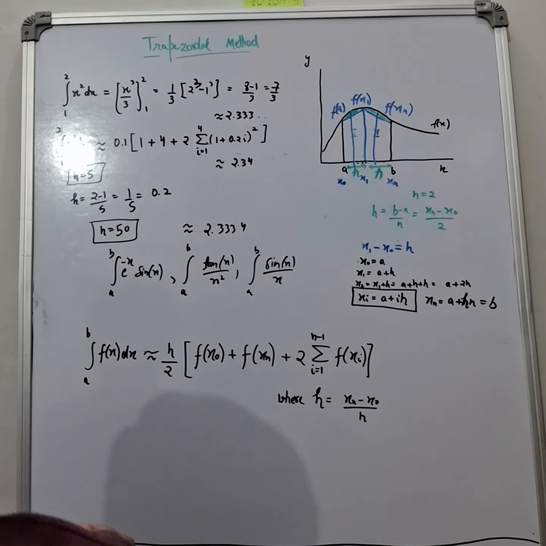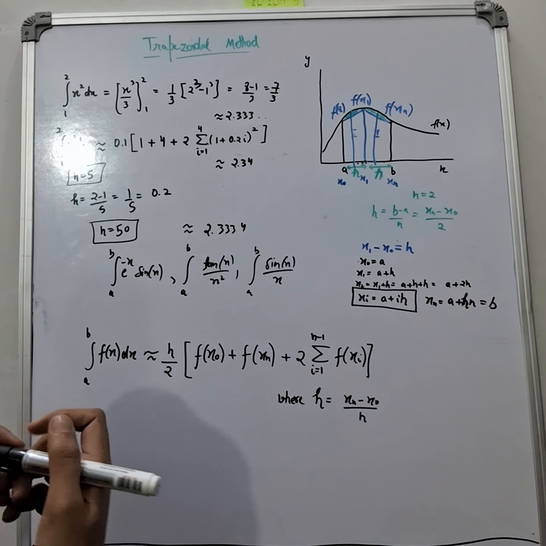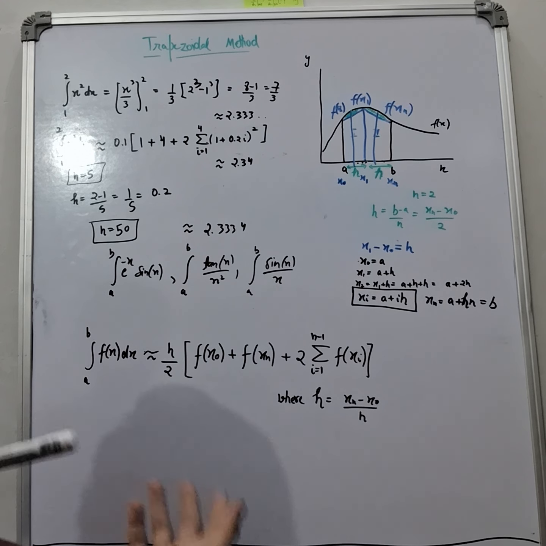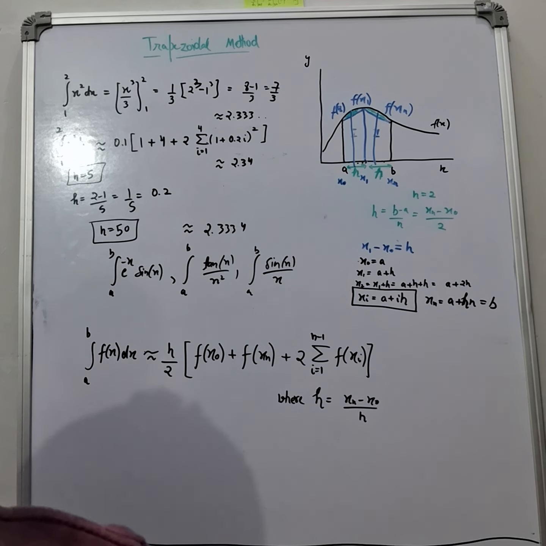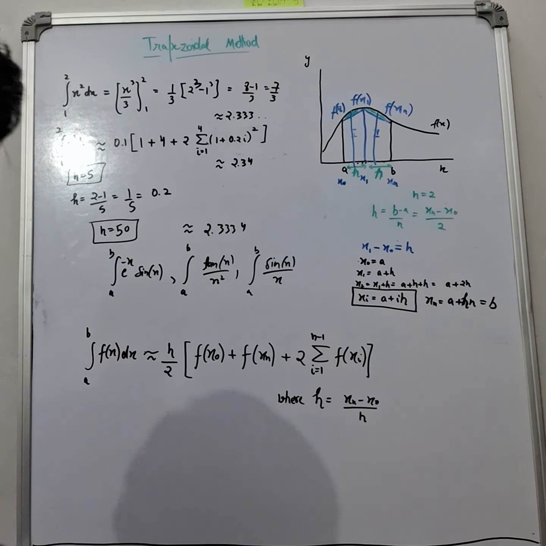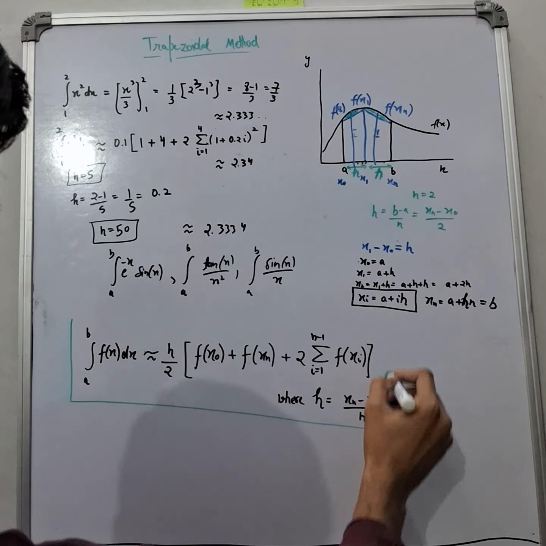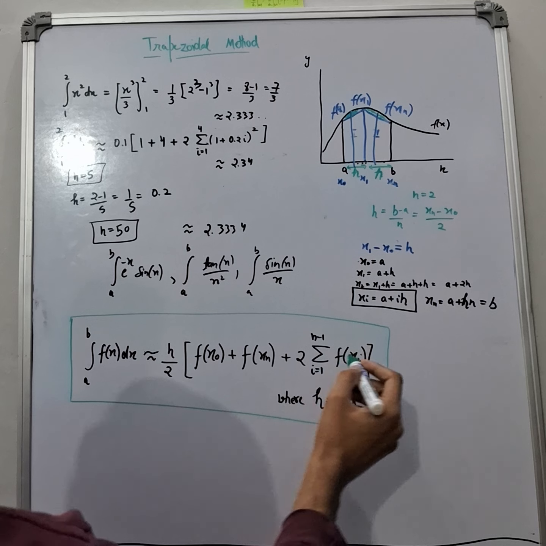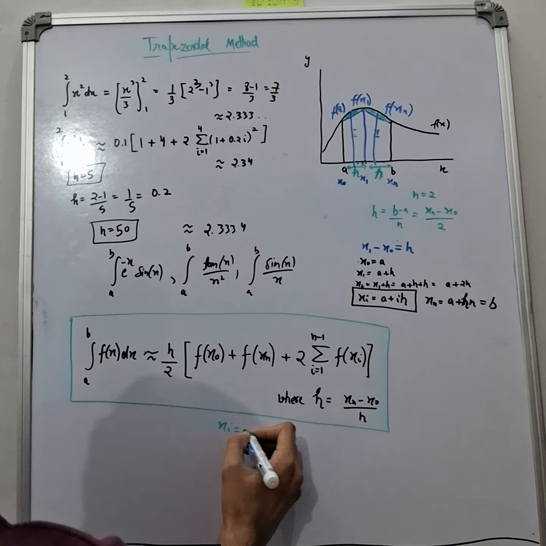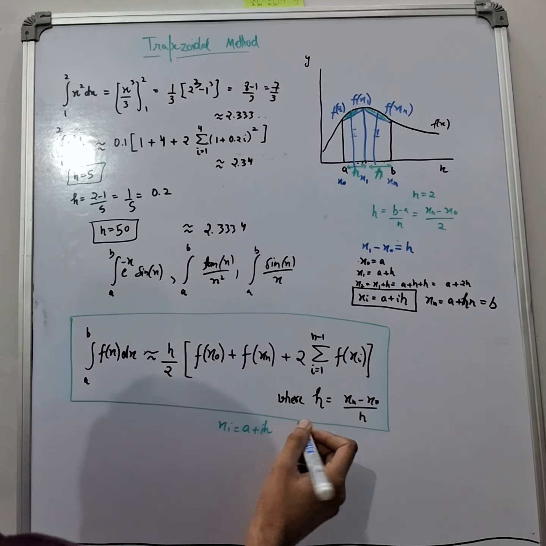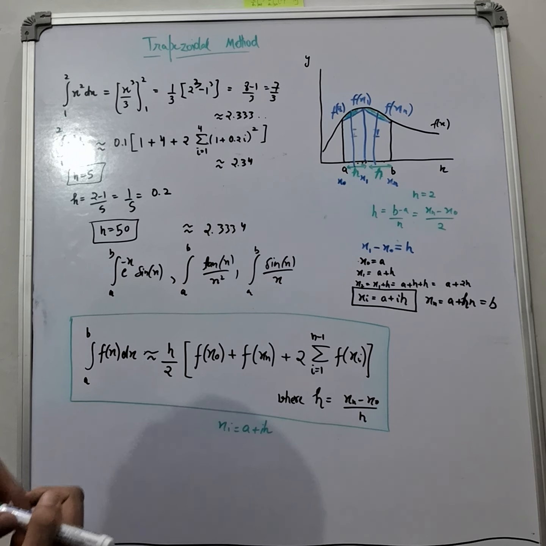Any type of functions. So it was the basic idea of how to generalize the trapezoidal method for different types of functions. Basically you have to keep this in mind, and don't forget that xi is equal to a plus ih from here. Thank you.